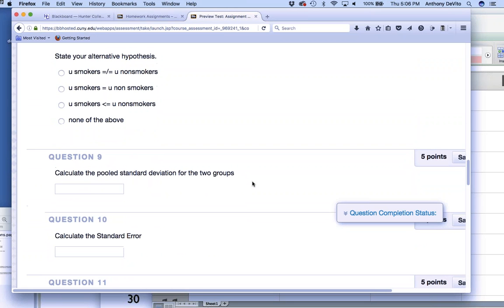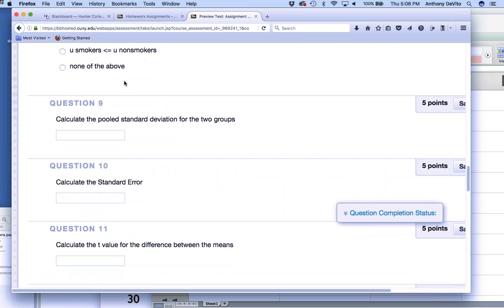At any rate, state your alternative hypothesis. What's our alternative hypothesis if we're doing a two-sided test like this? The mu for smokers does not equal the mu for non-smokers. We want to reject that they're equal and accept the alternative that they're not equal. But to do that, we have to do our math.